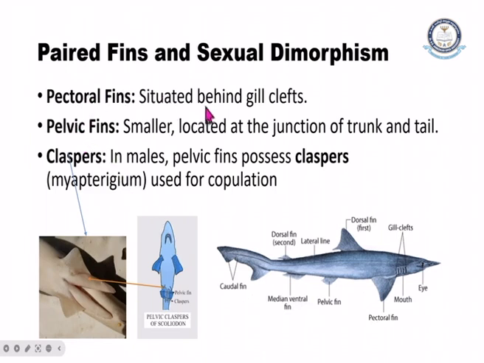Now, paired fins and sexual dimorphism. The pectoral fins are situated behind the gill clefts, and pelvic fins are smaller, located at the junction of the trunk and the tail, and claspers are there. Coming to the sexual dimorphism, the sexes are separate, and the males possess claspers. In males, pelvic fins possess claspers, that is mixopterygium, used for copulation. Here in this picture you can see the claspers. This is the region where they are located in the male and they help in copulation.